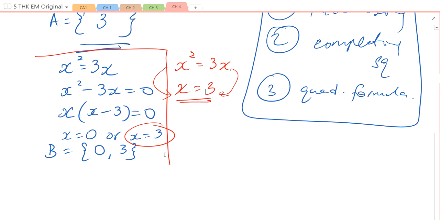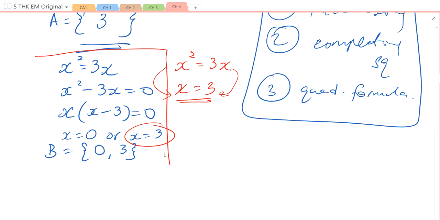Why only got one answer? Where's the other answer? What is supposed to be the other answer? 0, right? Where did it disappear to? Because I divided by x, then the 0 disappears, right? The answer for 0 disappears because I divided by x. It can't just disappear.